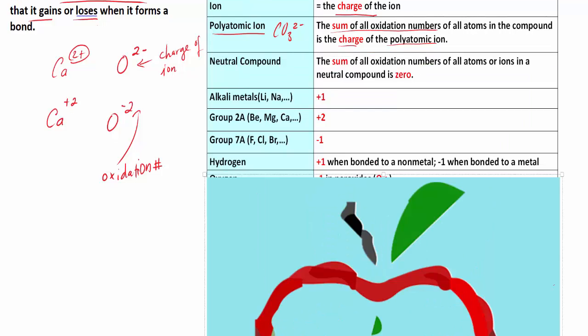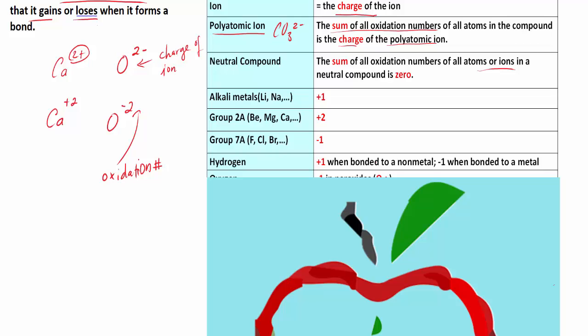Then we have another rule called a neutral compound. What is a neutral compound? A compound that doesn't have a charge. For a neutral compound, the sum of all the oxidation numbers of all the atoms, or ions, in a neutral compound is equal to 0.